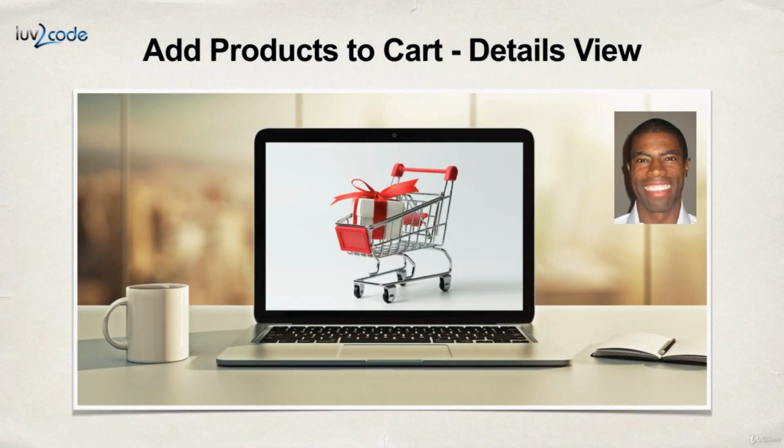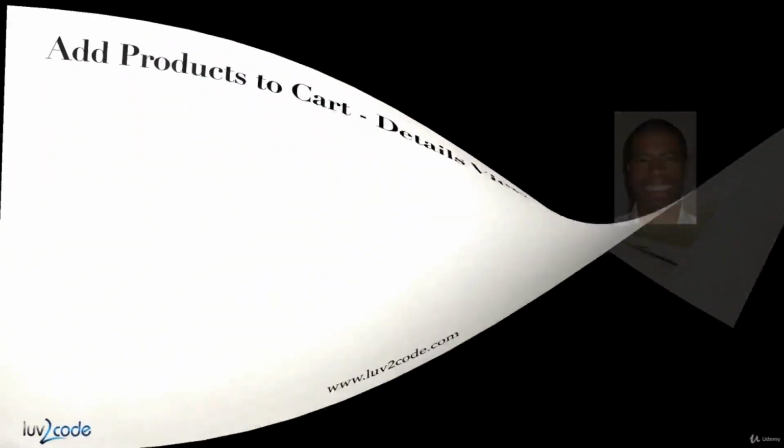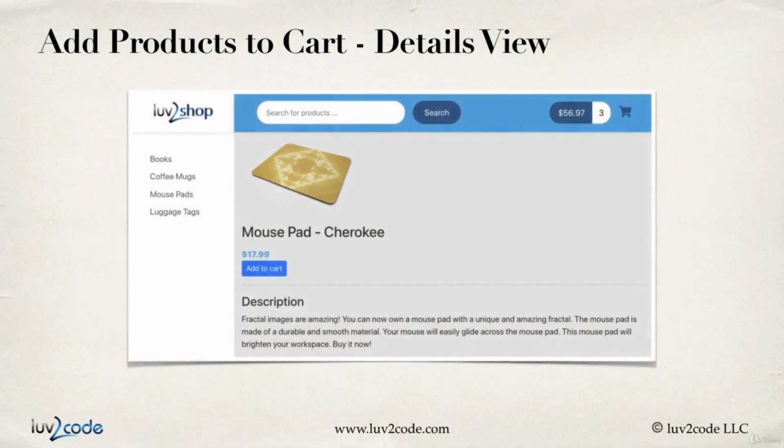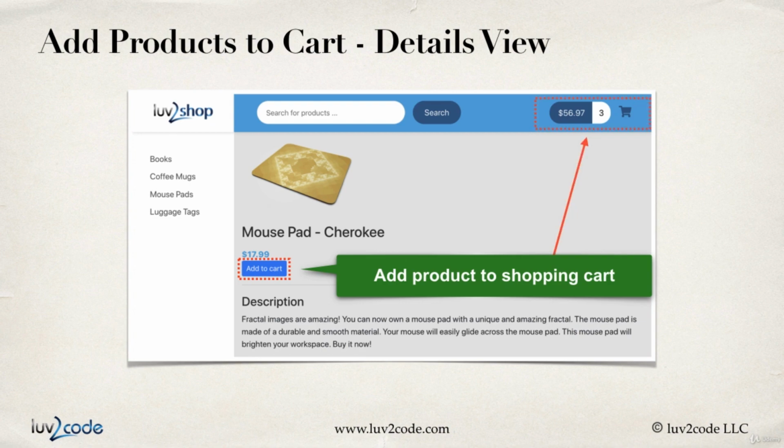In this video, we're going to learn how to add products to the cart from the details view. So we've already done work of adding products to the cart, but now on our details view, or our details page, we need to add similar support. So here we have an add to cart button on our details view for adding that given item to the actual cart.